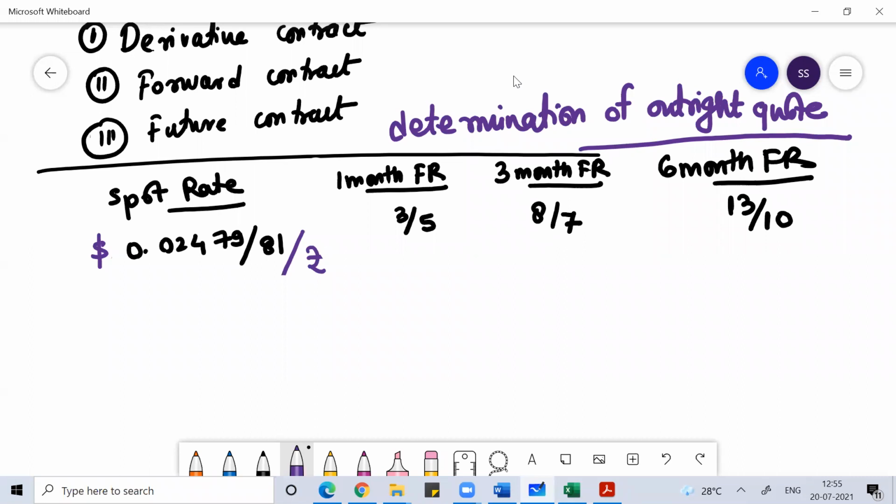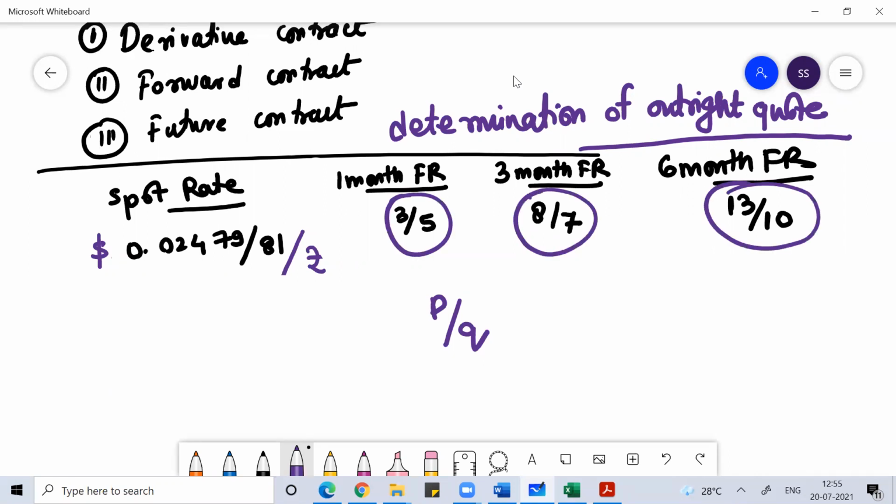Now normally, to save time and to use this as a language among the traders, those traders who use currency for speculation or investment reasons, and the banks who use currency for hedging purposes, they use this quote. When you see these quotes, you can see there's a P divided by Q. You can see this 3 by 5, 8 by 7, 13 by 20.